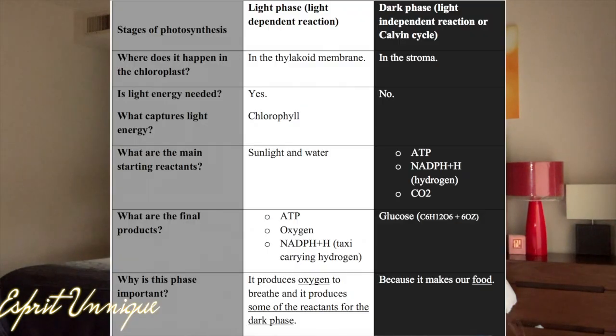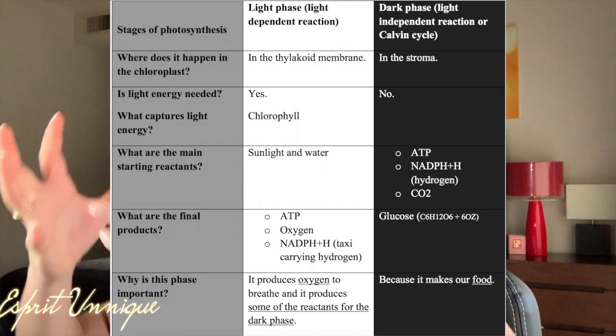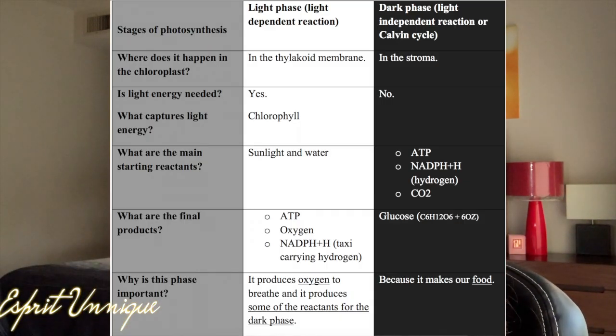Now, going back to photosynthesis, photosynthesis has 2 phases, the light phase and the dark phase. For the light phase, it happens in the thylakoid membrane. Is energy needed? Yes, energy is needed because the light phase is where the sun is up, and it captures light energy with chlorophyll.